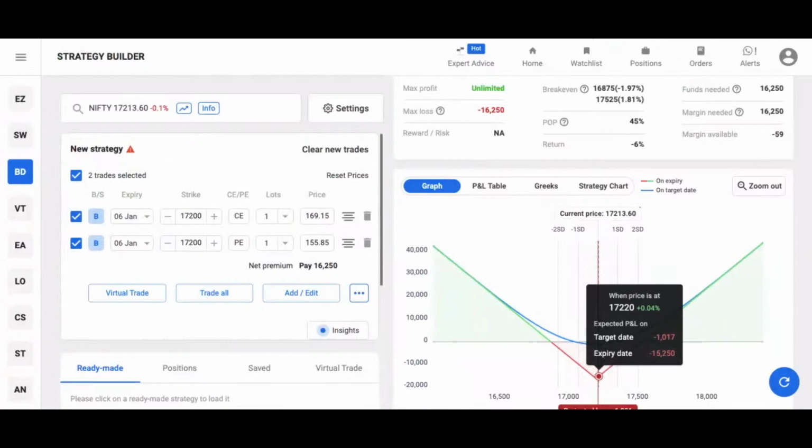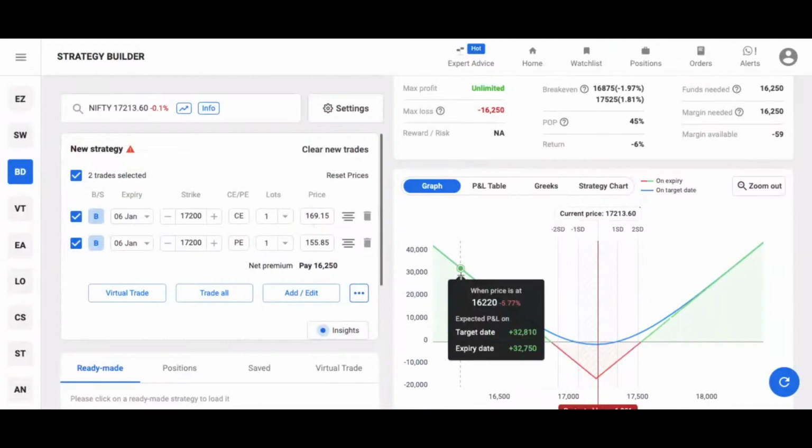Whatever your net premium is, so 170 and 155, okay, 15 points. So whatever net premium is, you can just add that to your strikes, and you will basically get what your break evens are as well. Okay. So this is, I mean, fairly straightforward.